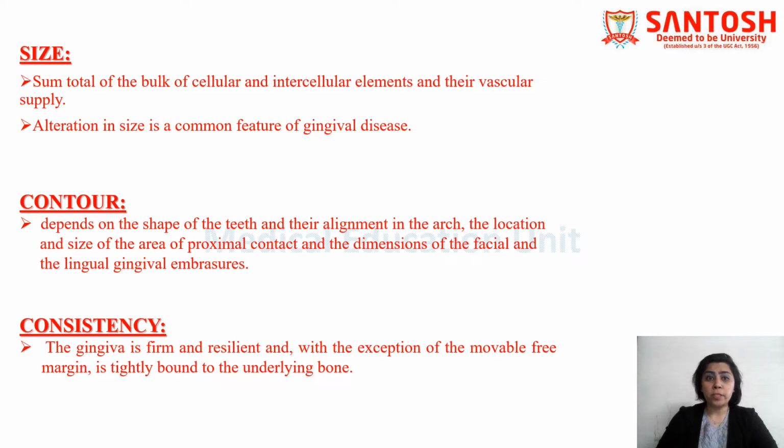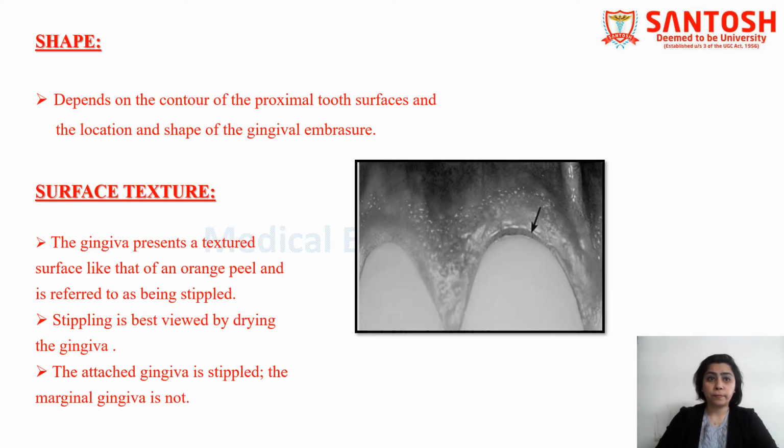Contour depends on the shape of the teeth and their alignment in the arch, the location and size of the area of the proximal contact, and the dimensions of the facial and lingual gingival embrasures. Consistency of gingiva is firm and resilient, with the exception of the freely movable gingival margin, and it is tightly bound to the underlying bone.